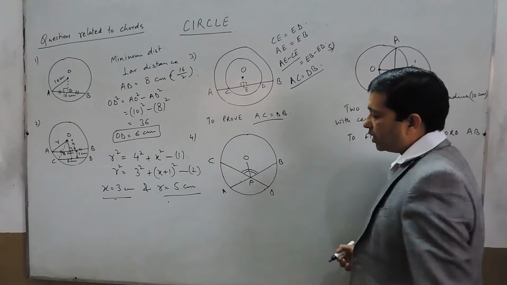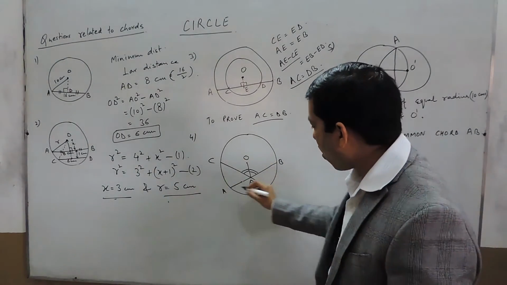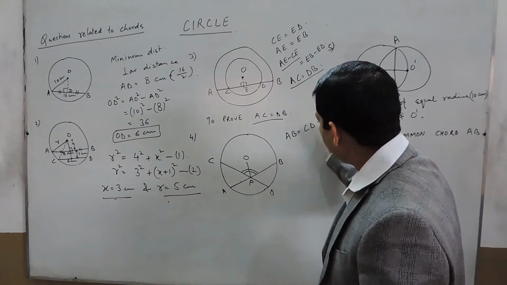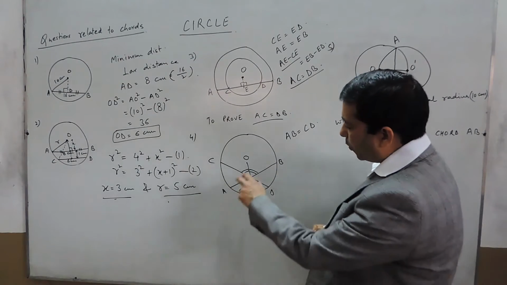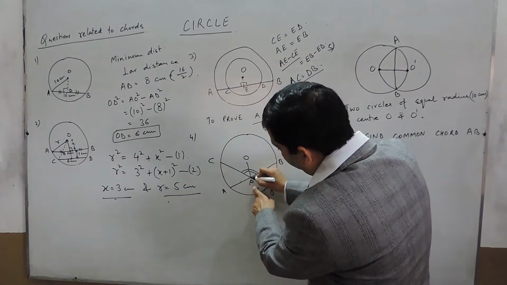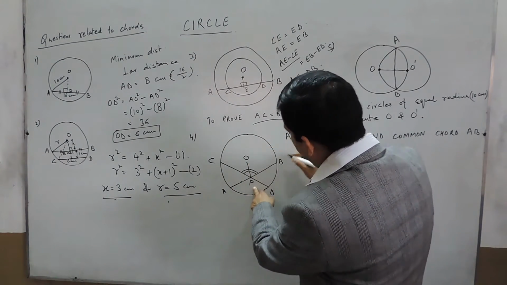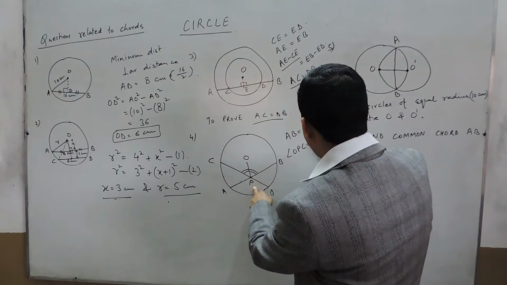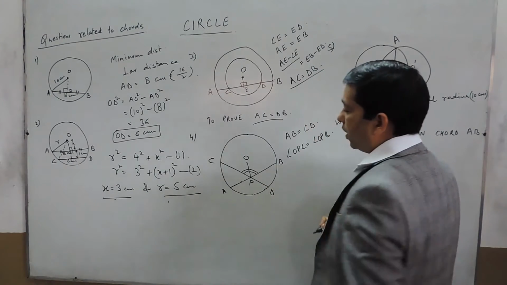Then here is another possible question. If there are two chords and the lengths of both chords are equal, AB is equal to CD, then we have to prove that when they intersect at a point P, the angle OPC and angle OPB are both equal.